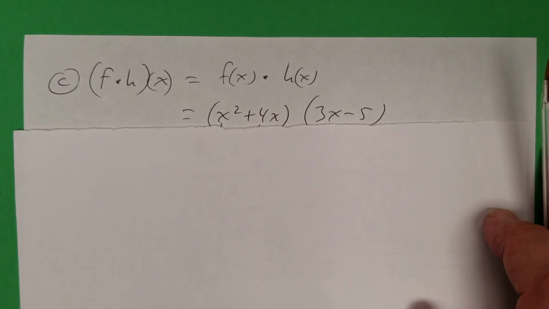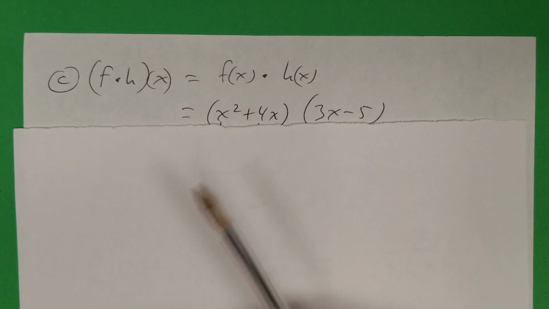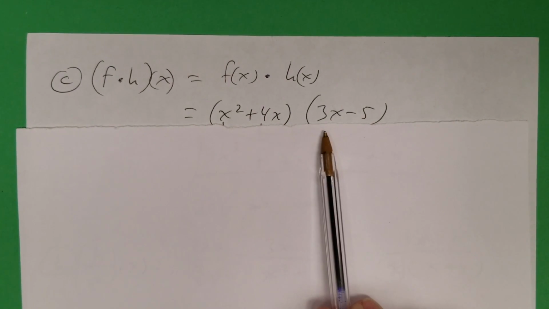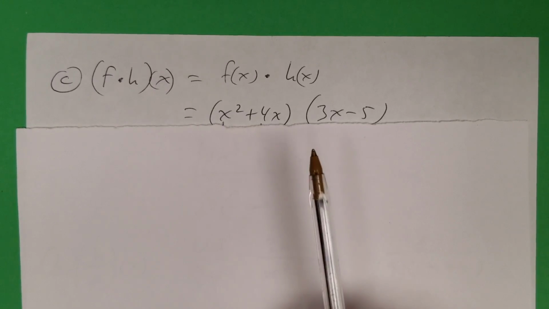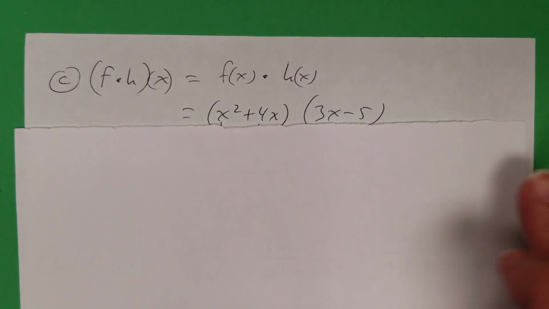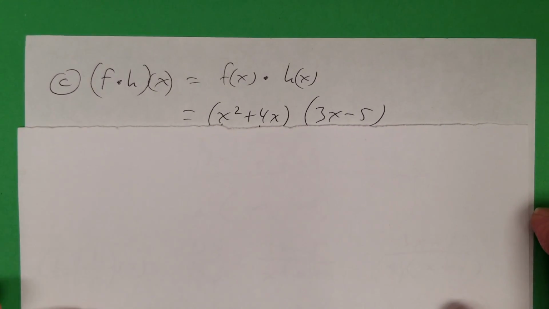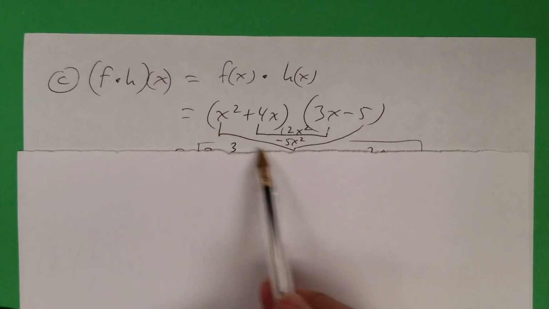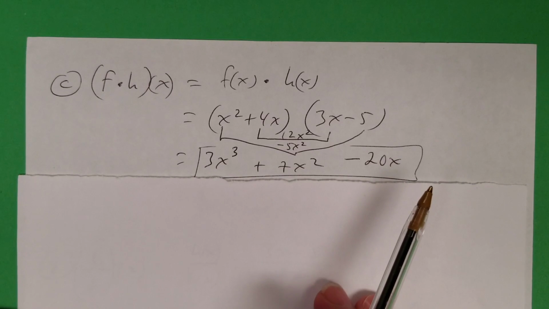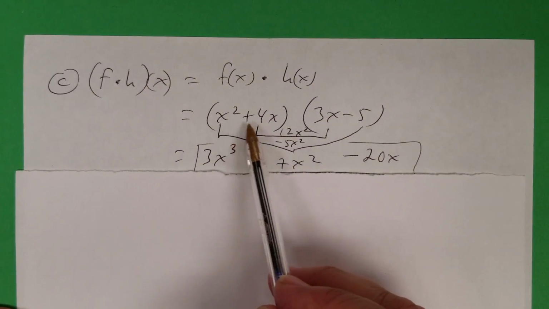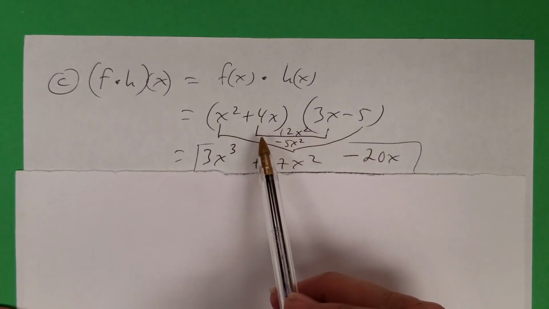Now, do you remember how to multiply binomial times binomial? 2 parts times 2 parts? Maybe your teacher showed you with the box. The FOIL method: first, outer, inner, last, FOIL. So you can ask me in class, but I'll do it really quick. X squared times negative 5. That's the outer.